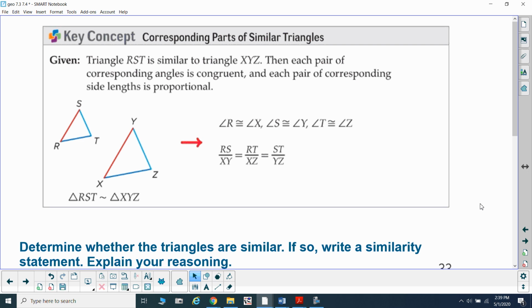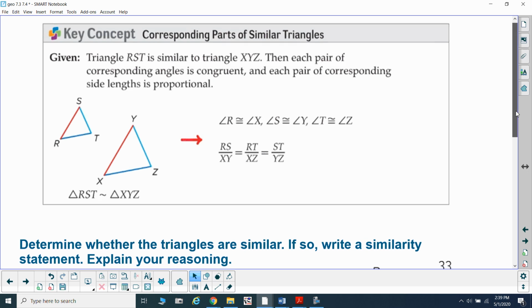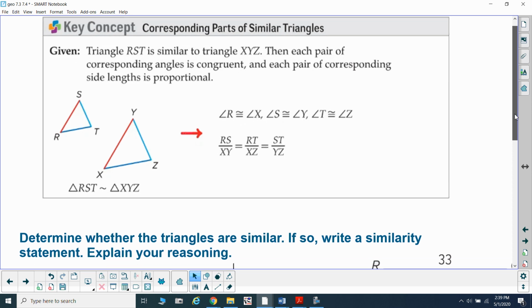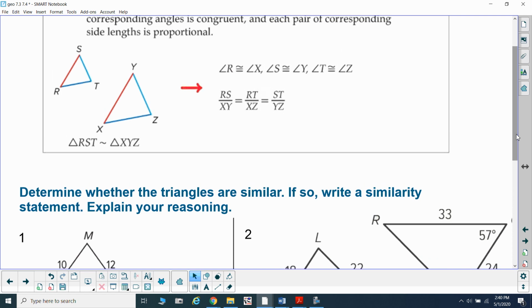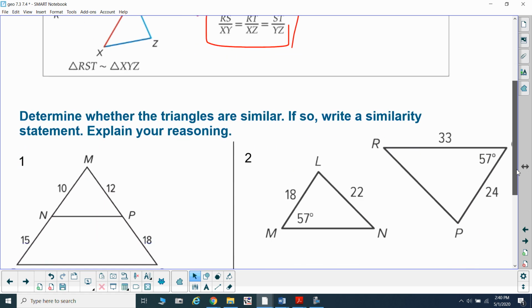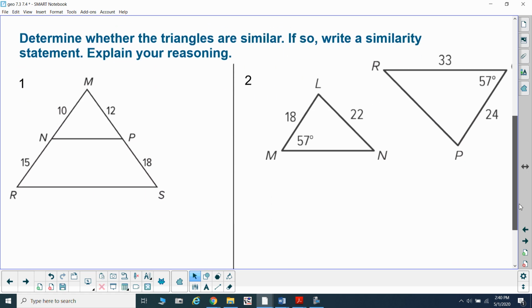All right. Corresponding parts of similar triangles is what we're going to talk about now. If the triangles are similar, then all of their corresponding parts will be similar. All the angles are going to be congruent, actually, but all of the sides will be proportional. And you can write extended proportions. That's what this is called right here, extended proportions, where you're just saying all the proportions that are equal to each other. Determine whether the triangles are similar, so write a similarity statement and explain your reasoning.